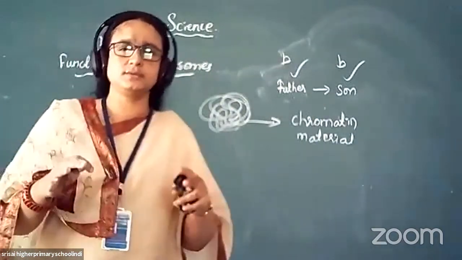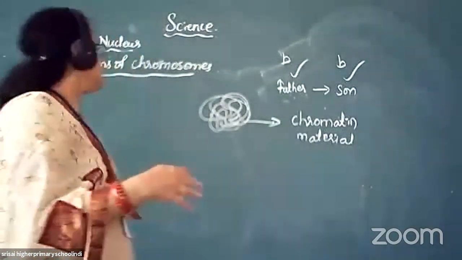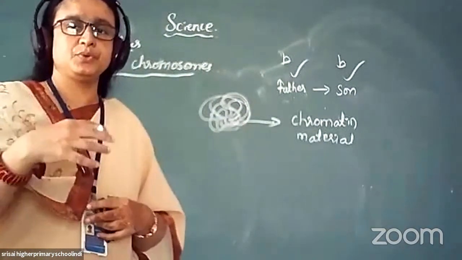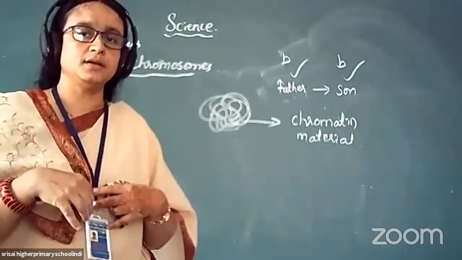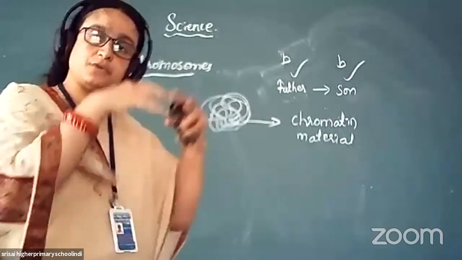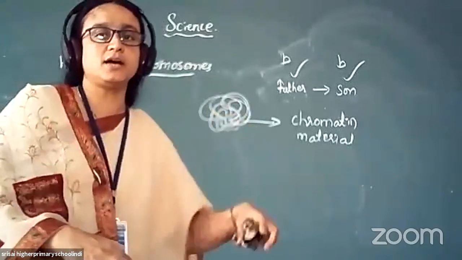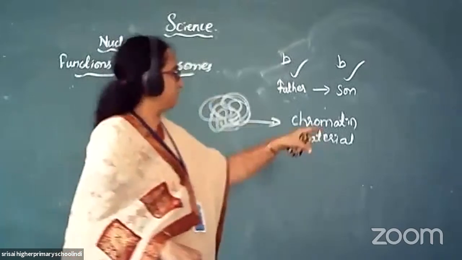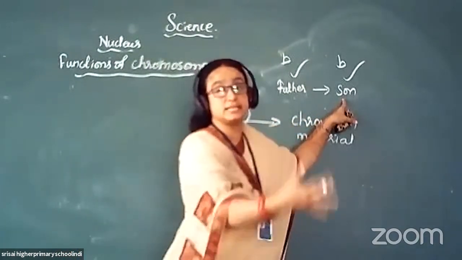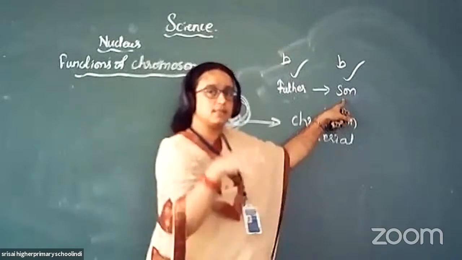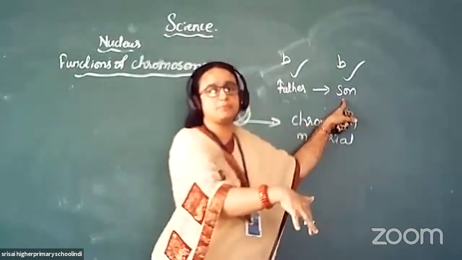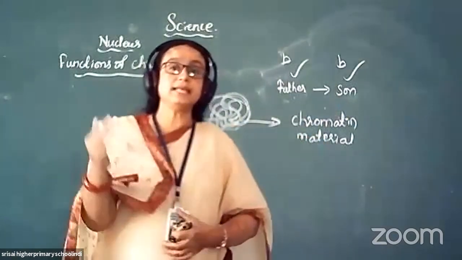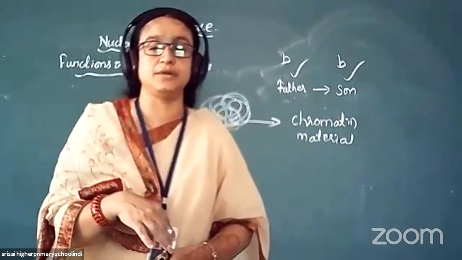Functions of the chromosomes means they have some information in them. What will they do with that information? They will inherit, which means they will transfer that information from the parents to the next offspring. Offspring means the next generation, the children. They are going to transfer the information from the parents to the next generation. What kind of information? Similar features will be given.